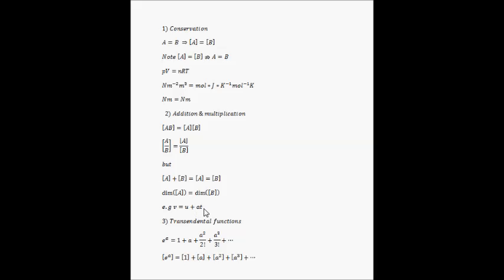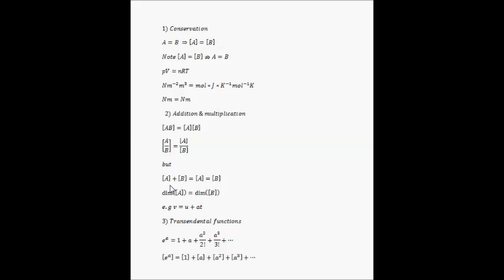So in this case, I've got the dimension of A plus the dimension of B, and of course this is equal to the dimension of A and the dimension of B, because the units of this are equal to the units of A and the units of B, because both A and B have got the same units. So both are length, both are time, both are masses, whatever. This is how you add and subtract units.